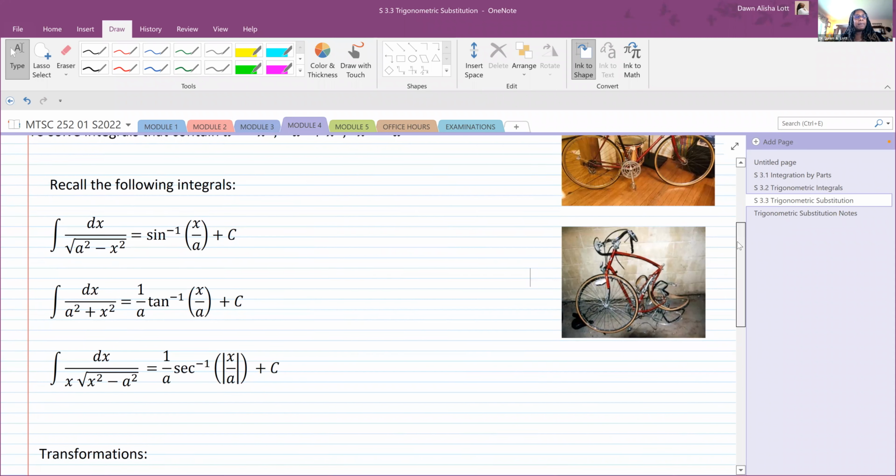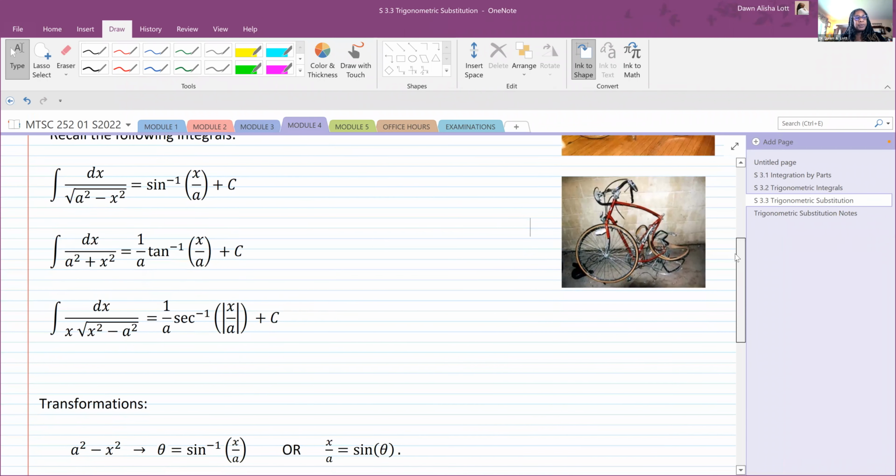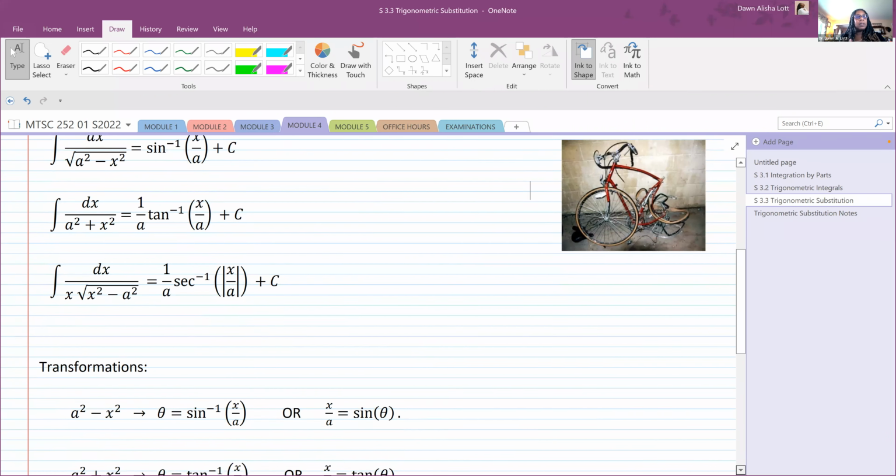All right, so the first transformation is if I have an integral that has a squared minus x squared somewhere in the integral, then my transformation will be theta is the sine inverse of x over a, or x over a is equal to the sine of theta. These two equations are the same. One just solves for x over a, the other solves for theta.